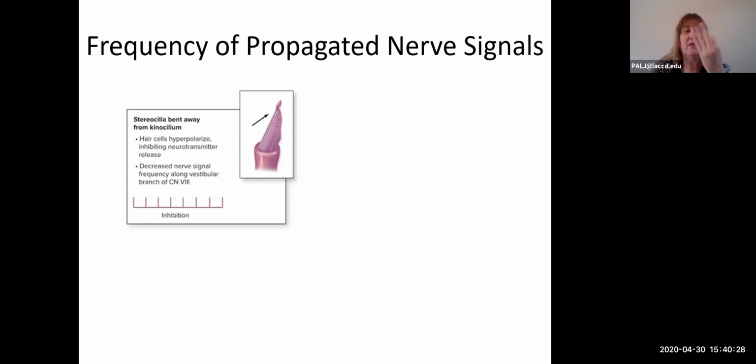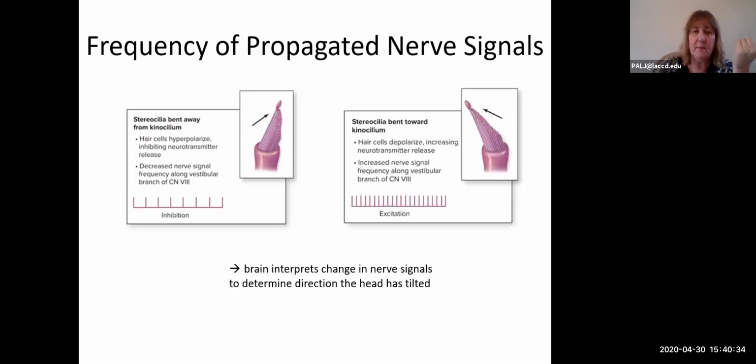On the other hand, when these stereocilia are going to be bending towards the kinocilium, those hair cells are going to depolarize, releasing neurotransmitters, and the impulse frequency goes up significantly. Okay. Now, your brain has to do the interpretation of what's happening with the nerve signals, and as part of that interpretation, it's like, what direction of all those directions did my head just tilt? Okay, but remember, if it conflicts with the eye message, we're going to have a bad experience.